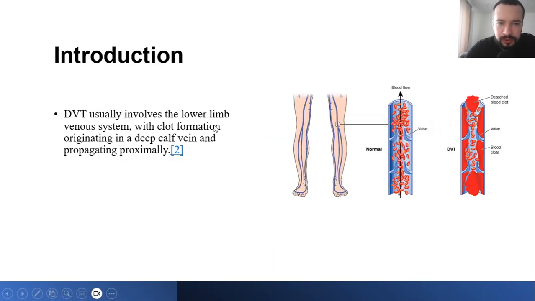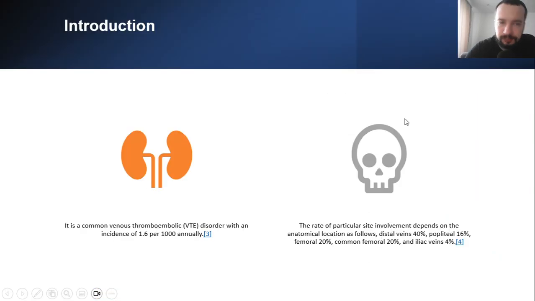DVT usually involves the lower limb venous system with clot formation, originating in a deep calf vein and propagating proximally. There you see the reason why we have the problem with deep vein thrombosis and how it looks like. It is a common venous thromboembolic disorder with an incidence of 1.6 per 1,000 annually. The rate of particular site involvement depends on the anatomical location as follows: distal veins 40%, popliteal 60%, femoral 20%, common femoral 20%, and iliac veins 4%.